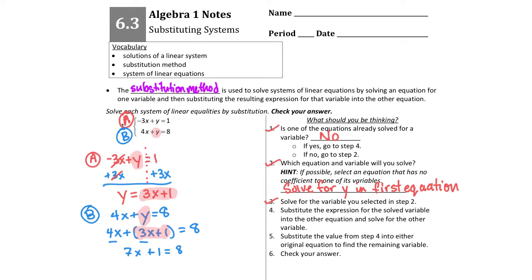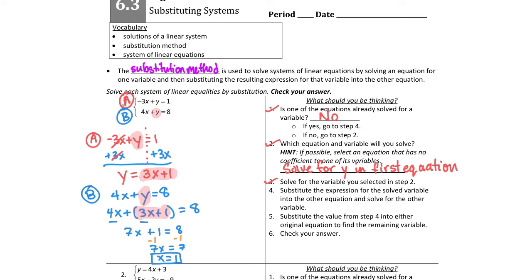So subtract the 1 from both sides and divide by 7. When I'm all done, I can see that I've ended up with x equals 1. And that's everything for step 4 there. That's step 4, solving for that first variable by substituting our expression.